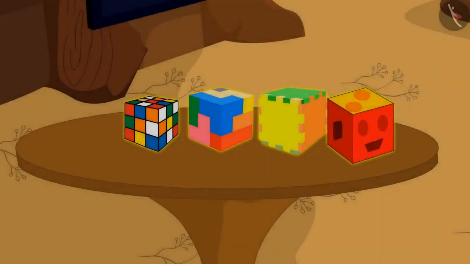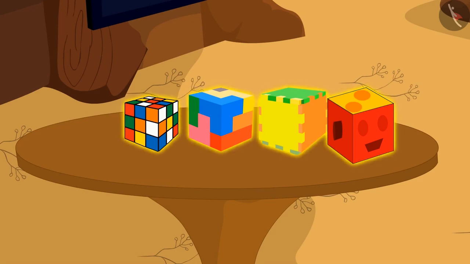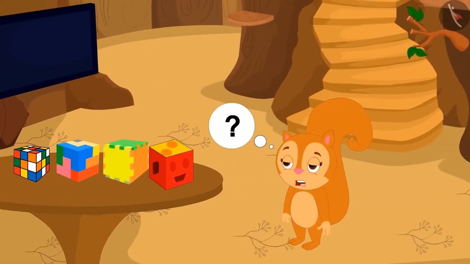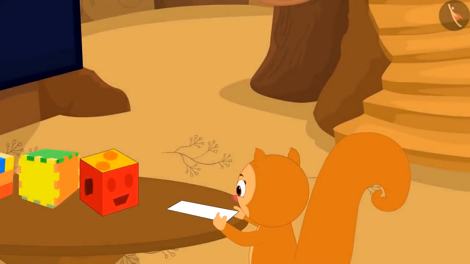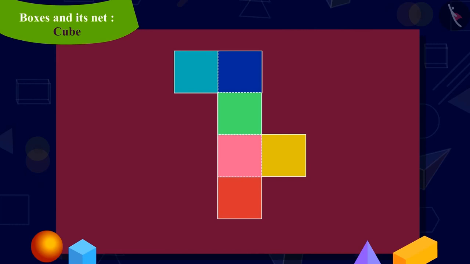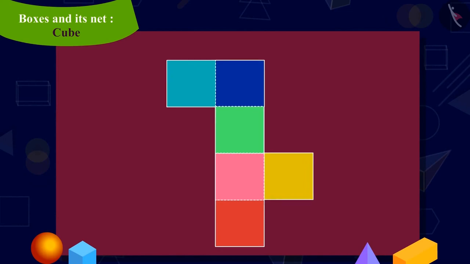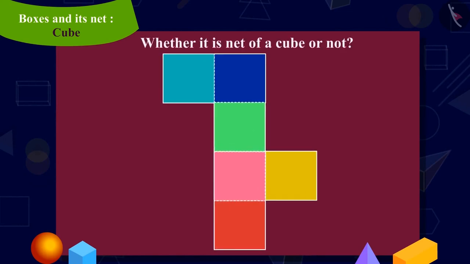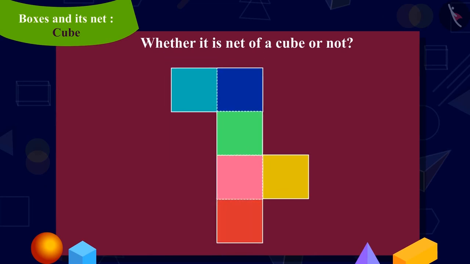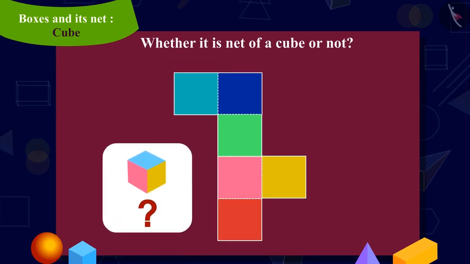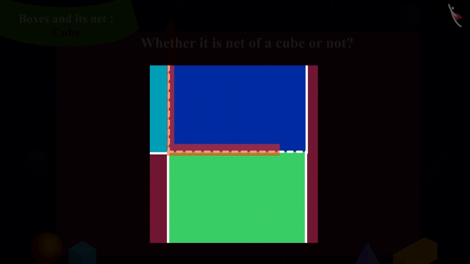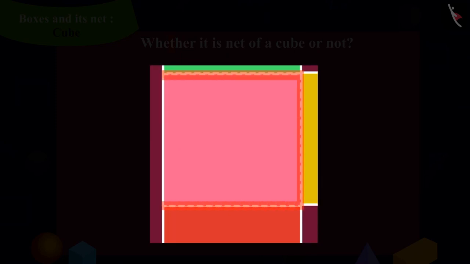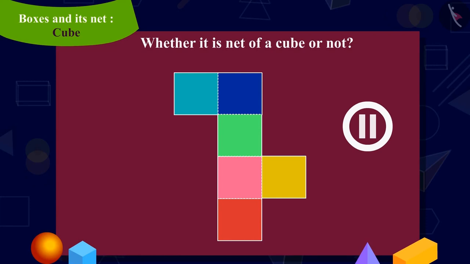Chanda wants to put these gifts in a box and then give it to Appu. But she does not have any box of this shape. Then Chanda remembered the concept of net she learned from Appu. Now Chanda quickly took a thick paper and made a shape like this on it. Kids, can you look at this shape and tell whether it is a net of a cube or not? In other words, can we make a cube-shaped box by folding this shape on these dotted lines? You can pause the video to find the answer.